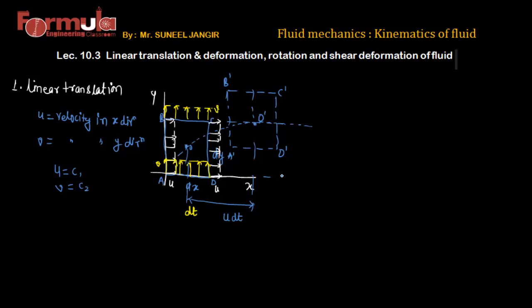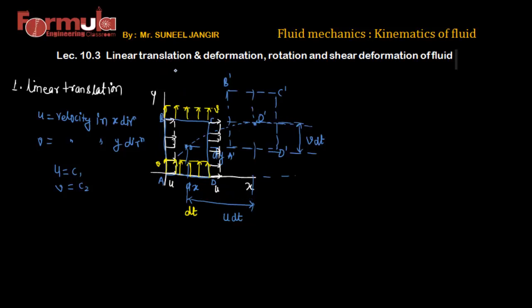Similarly, we want to check what the translation in the y direction is. So this is our o here, this is our o dash here. So this value: the velocity in the y direction is v and the time interval is dt. So this is the linear translation in the y direction, and this is the linear translation in the x direction. Okay, I think the point is clear.